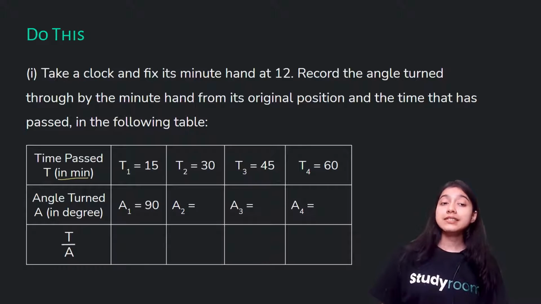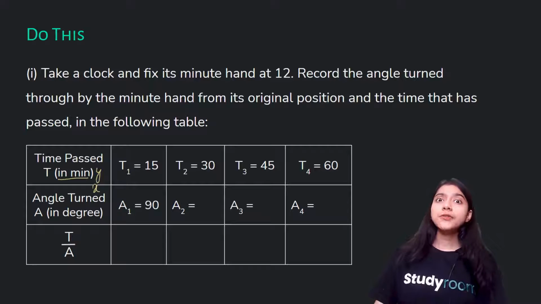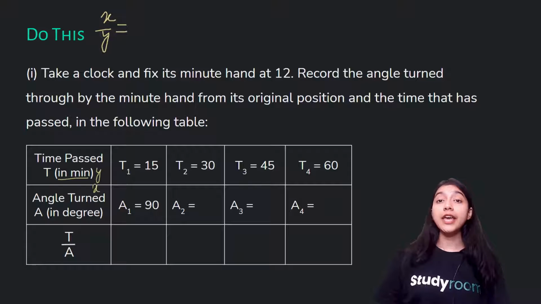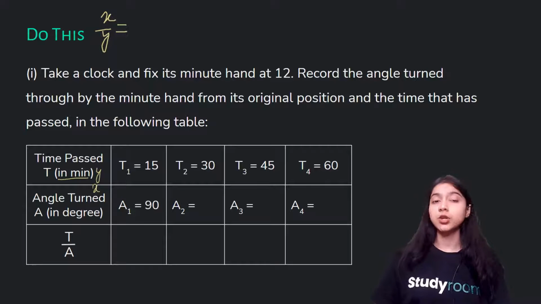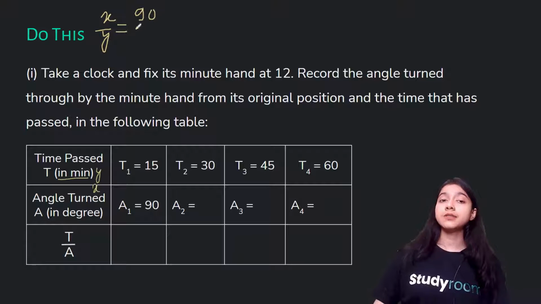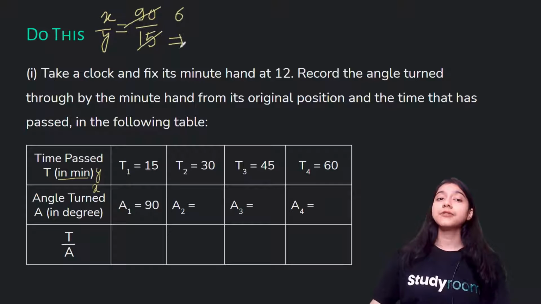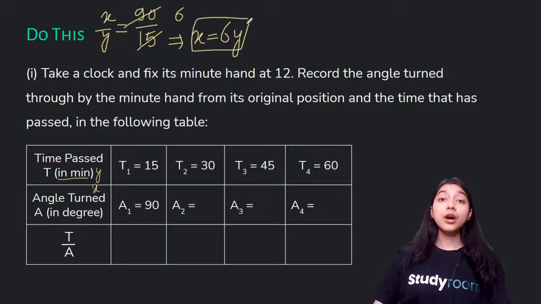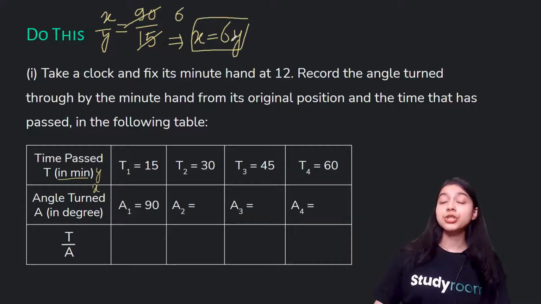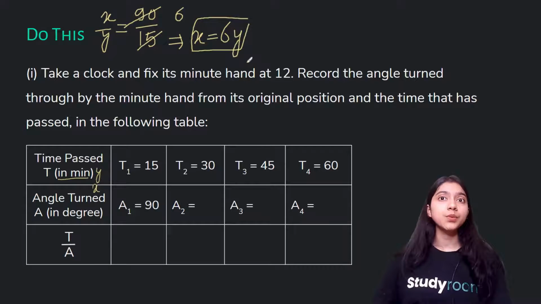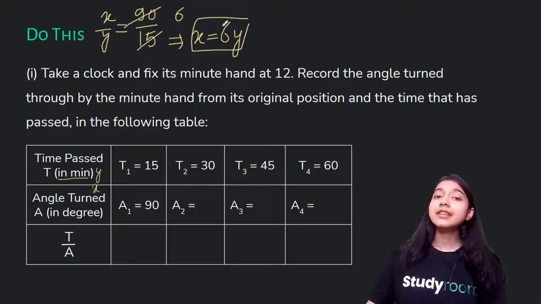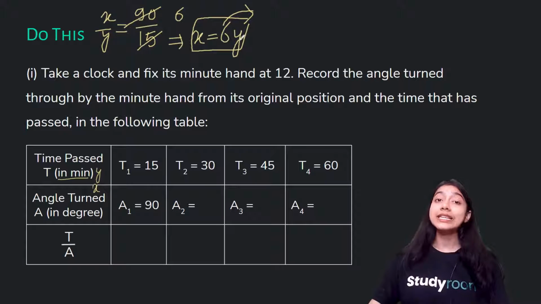Now, let us consider this angle turned as the variable x and time passed as the variable y. If I take out the ratio x by y, it will be equal to 90 divided by 15, since in the first observation x is 90 and y is 15. This gives us 6, as 15 gets cancelled. So we have that x is equal to 6 times y. Now I taught you that in case of direct proportion we have x is equal to k times y, where k is a constant. So from here we can say that this 6 is the constant in this question.